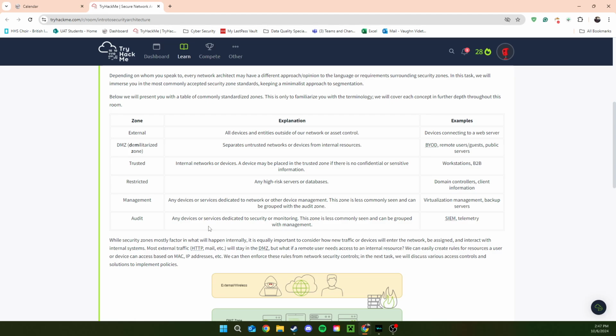Trusted is an internal network or device that is trusted and there's no confidential or sensitive information. Restrictive is any high risk servers or databases. Management is any devices or services dedicated to network or other device management. It's less commonly seen and can be grouped with the audit zone. An audit is any device or services dedicated to security or monitoring. This zone is less commonly seen and can be grouped with management. So basically, management and audit are one and the same.